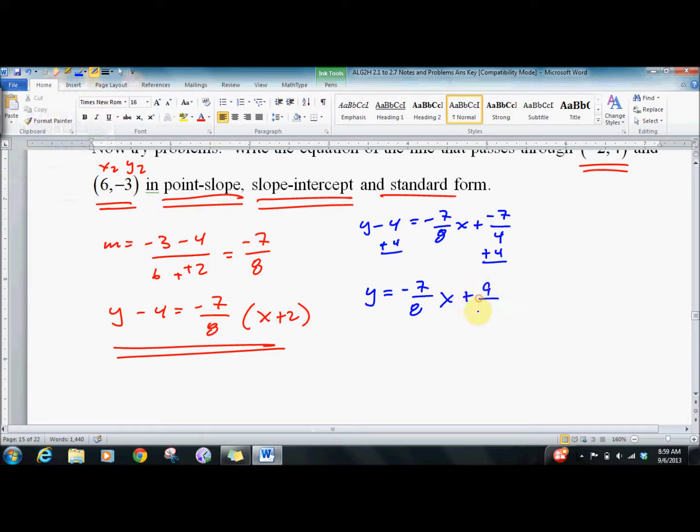plus 9/4. I did my math right. Looks like it did. Now put it into standard form. Multiply everything by 8. I'm not going to actually draw that in; I'm going to throw it up here. 8y equals negative 7x plus 18. Throw the 7x over. 7x plus 8y equals 18.